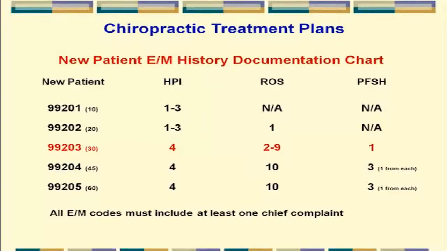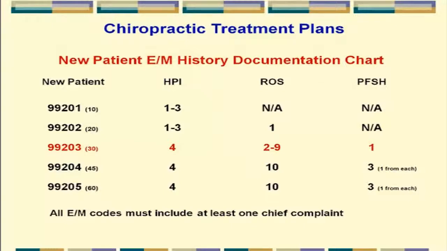There are a bunch of systems in the body: eyes, ears, nose, throat, cardiovascular, respiratory, GI, GU, skin, neurological, psychiatric, endocrine, hematologic, lymphatic, allergic, immunologic, musculoskeletal. A whole bunch of systems in the body; you have to review 2 to 9 for 99203. And then you have to review at least one item from the PFSH column. See it on your screen, the last column on the right.